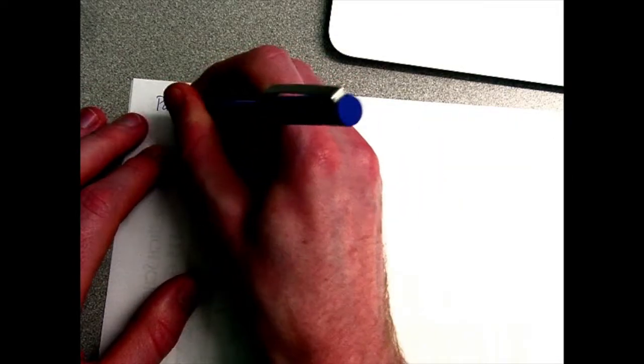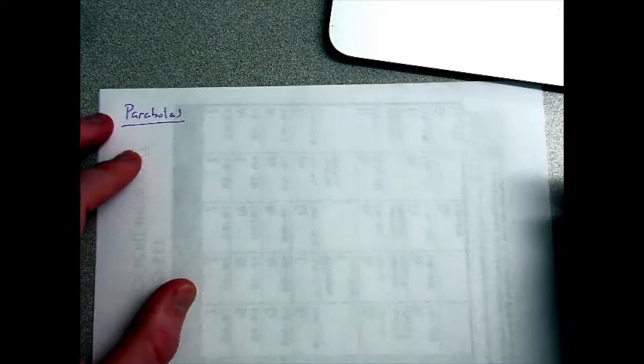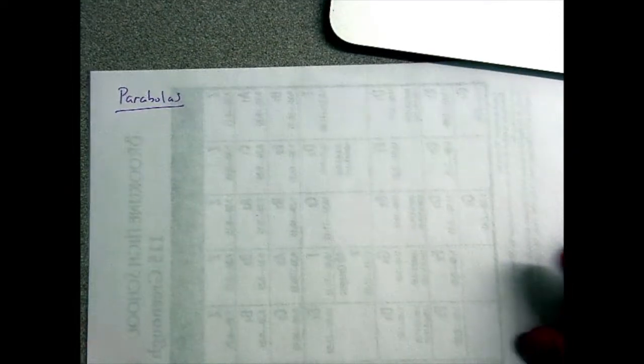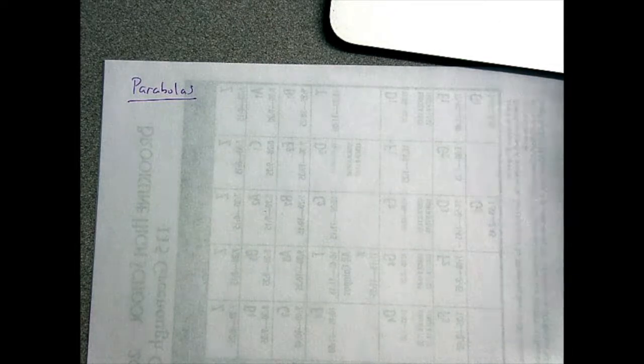Okay, so today we're going to talk about the last conic section, which is parabolas. And just like ellipses and hyperbolas, there is an equation, actually two equations, associated with parabolas. So I'll just tell you what those are.